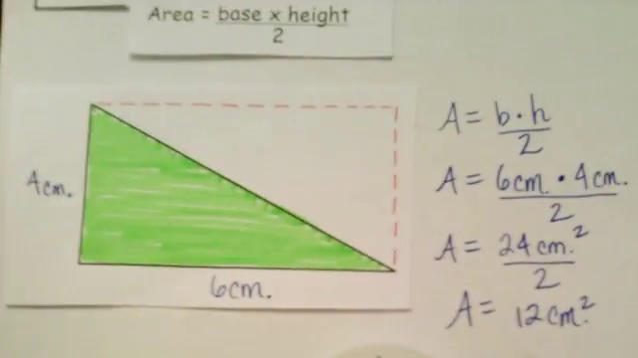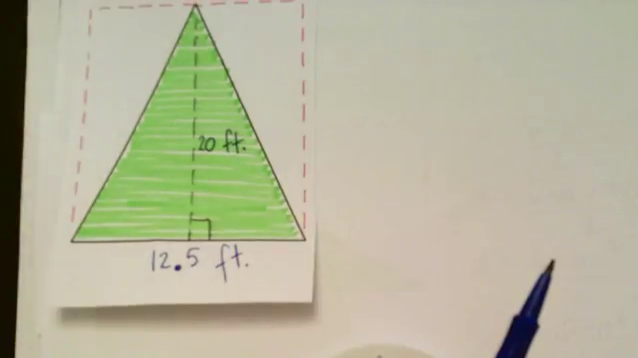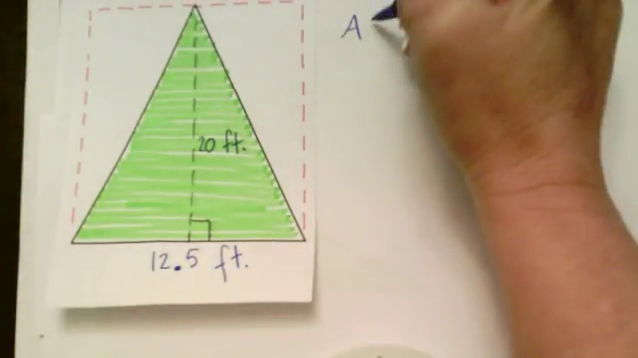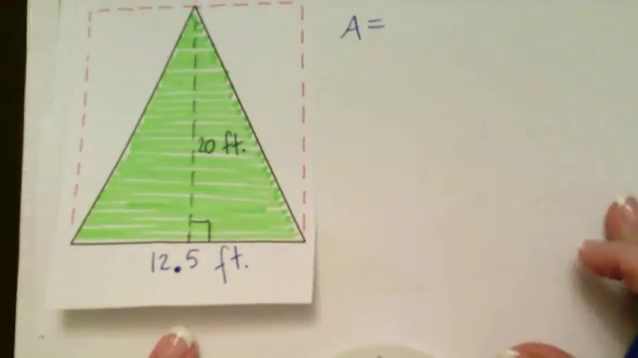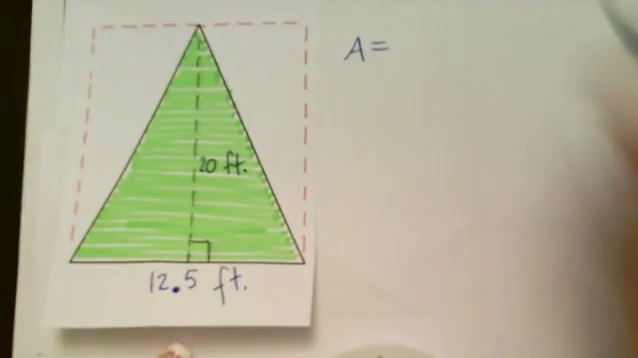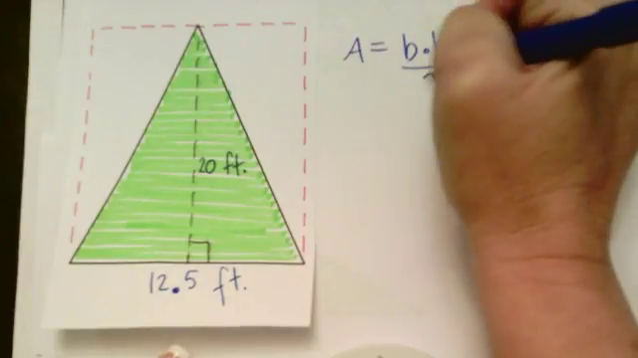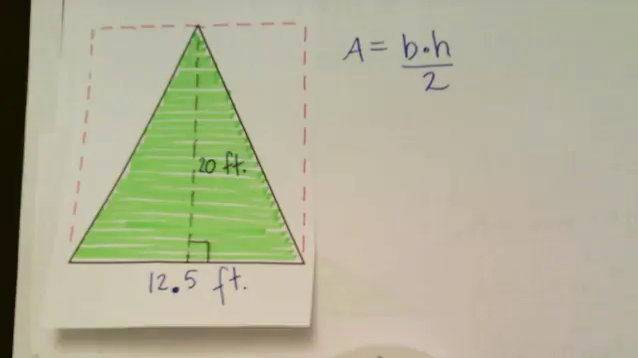Okay, now let's try another problem. This one is a little bit trickier because we have a decimal. But I'm going to start again by just writing down the formula. The area is going to be equal to the base times the height, and all of that divided by 2. So let's take a look.